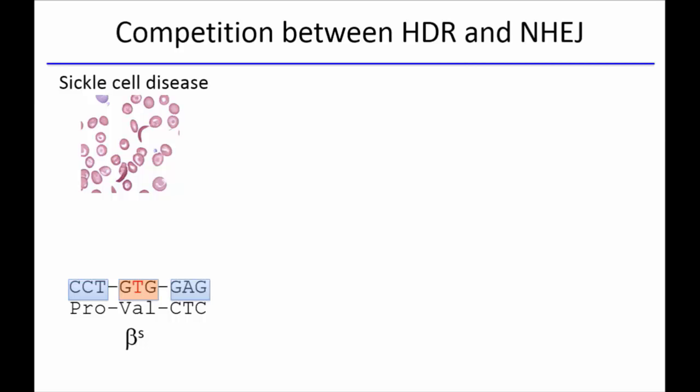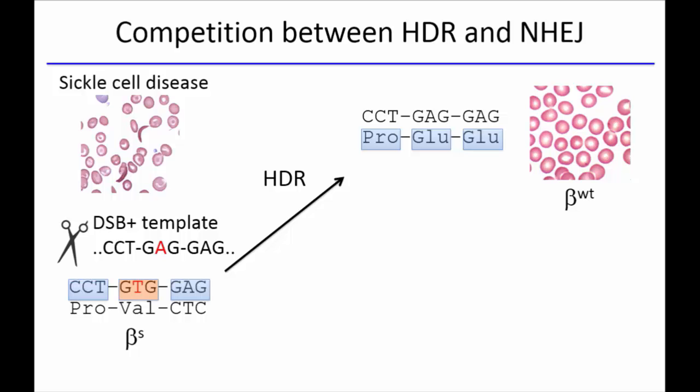I want to get back to the point of the differences between homology-directed repair and non-homologous end joining, using sickle cell as an example. And I think Stu will have more to say about this in the next talk and go into it more comprehensively. So you have sickle cell disease, and it's a point mutation, and it would be great to fix that point mutation by homology-directed repair, by providing this template and swapping in this T for an A that is supposed to be there. And this is what you want.